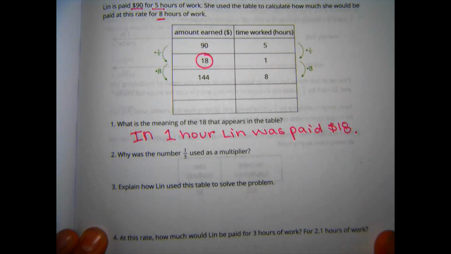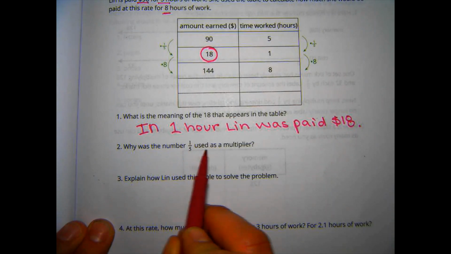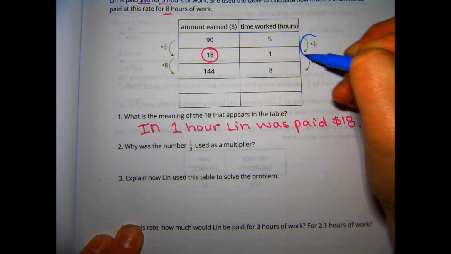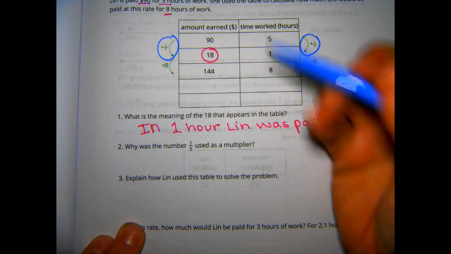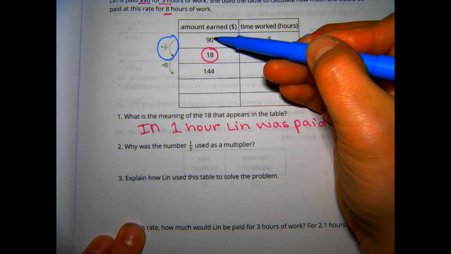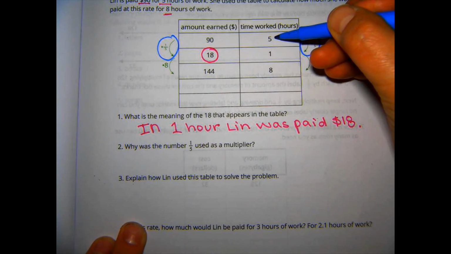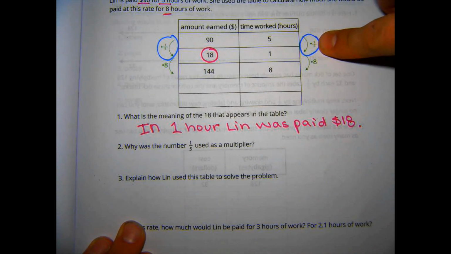Question number 2 says, why was the number 1/5 used as a multiplier? So here's the number 1/5. I see it right there, and I see it right here. So it looks like they took the 90 and they timesed it by 1/5 and got 18. And they took the 5 and timesed it by 1/5. So why did they choose 1/5 right there?